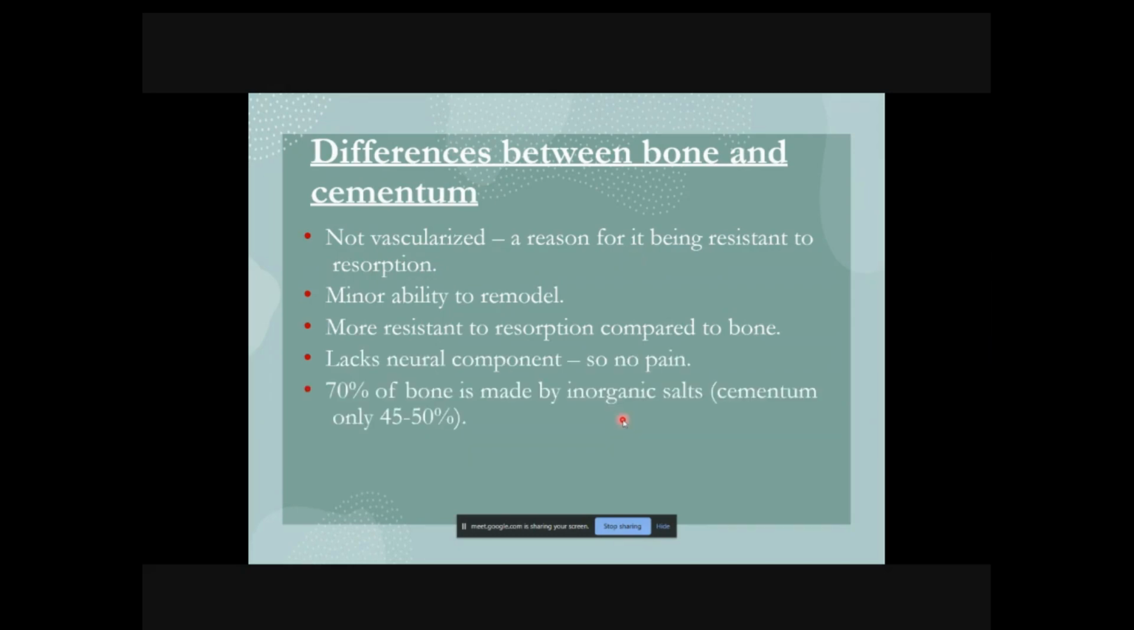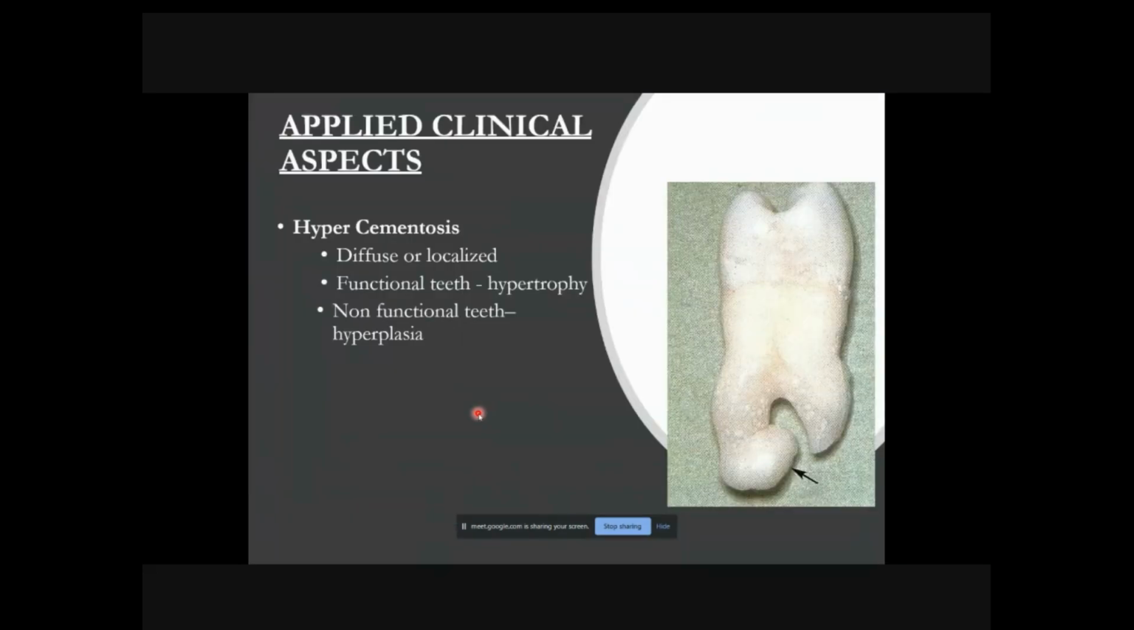70% of the bone is made by the inorganic salt or the mineralized component, whereas in cementum it is 45 to 50%. There are two unique cementum molecules, called cementum attachment protein, or shortly CAP, and insulin-like growth factor, which are lacking in the bone. So these are some of the differences between the bone and cementum.